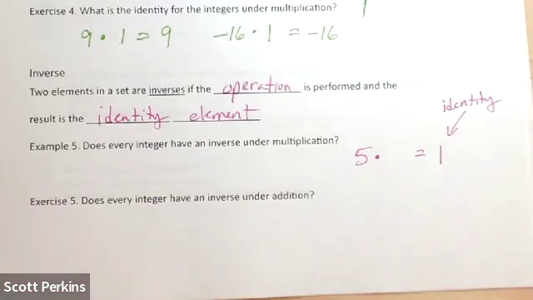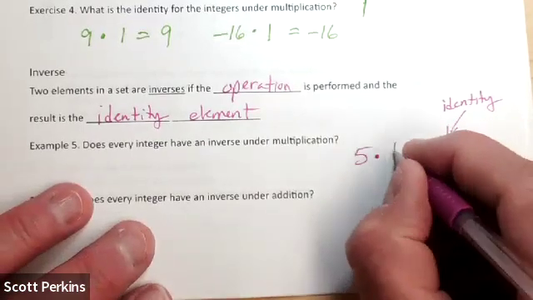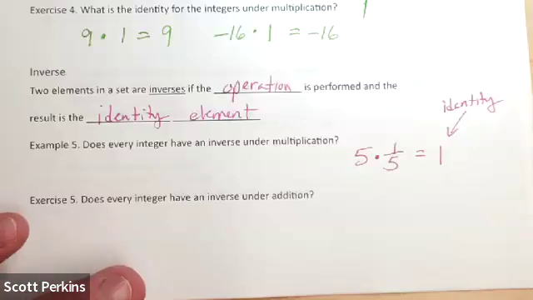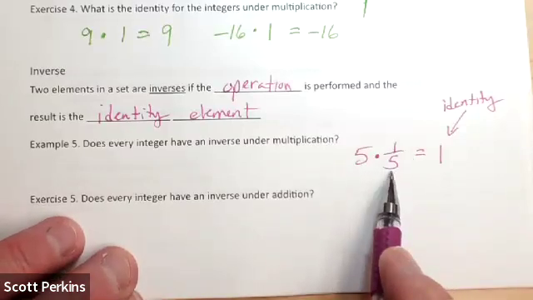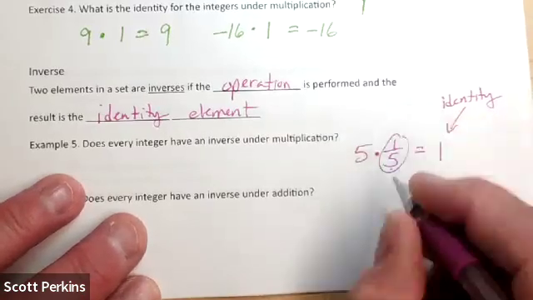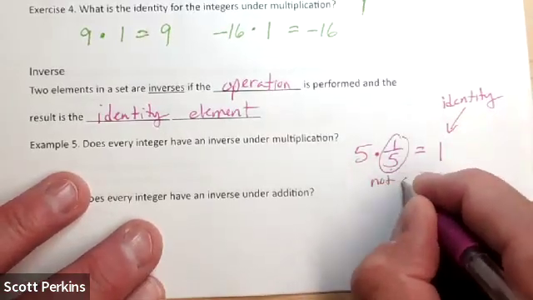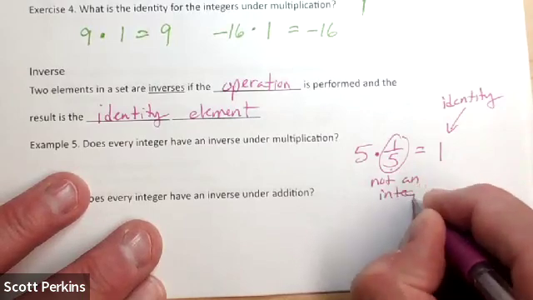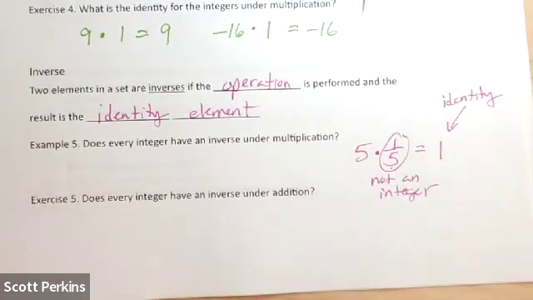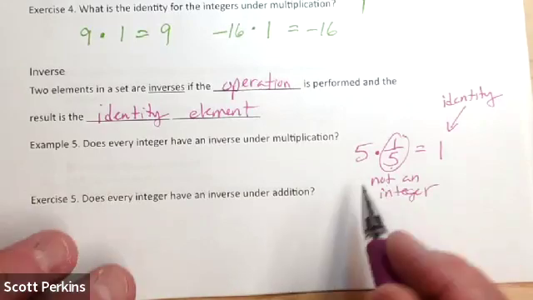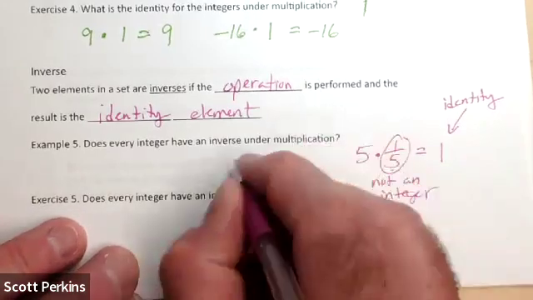Okay, and hopefully you're playing around with this. You're thinking, oh, well, 1/5. 1/5 of 5 is 1. Well, here's the problem. That indeed is the inverse, but the problem is that this is not an integer. It's a rational number. So the rational numbers would have inverses, but integers do not under multiplication.